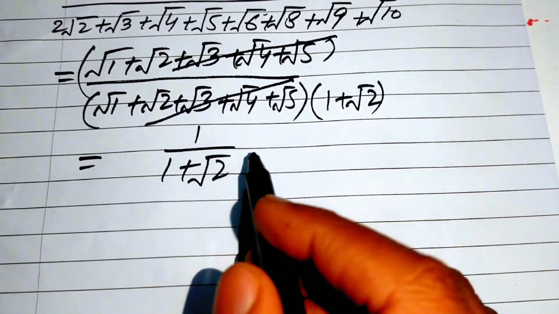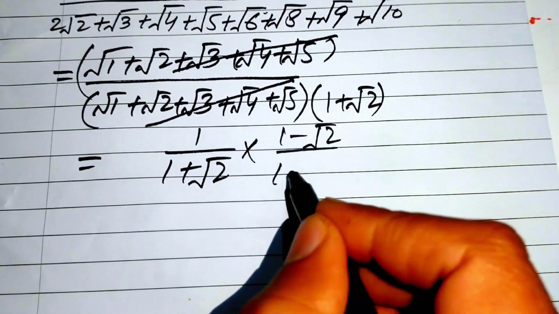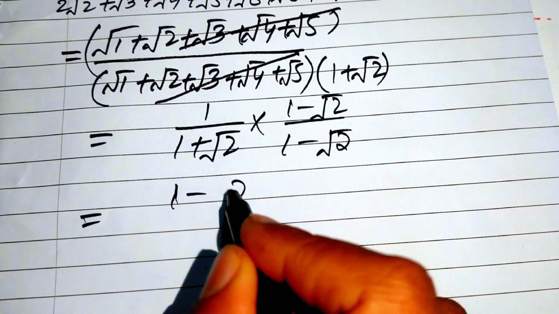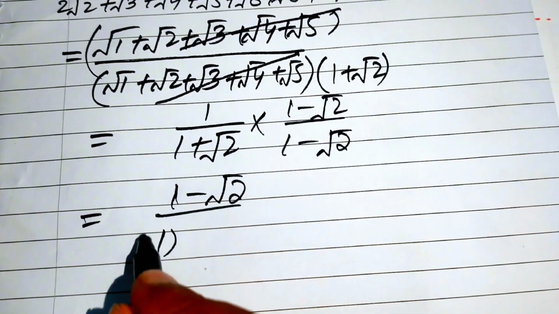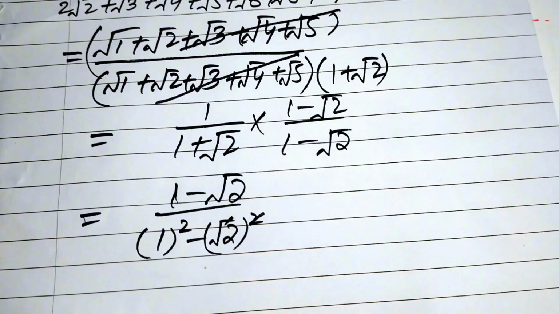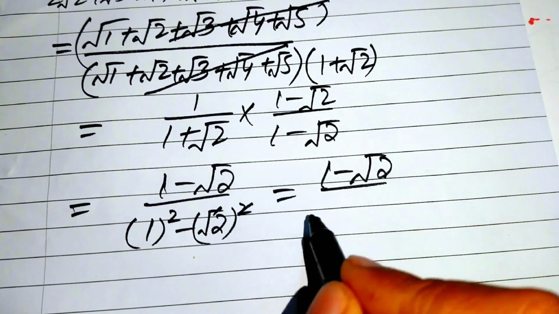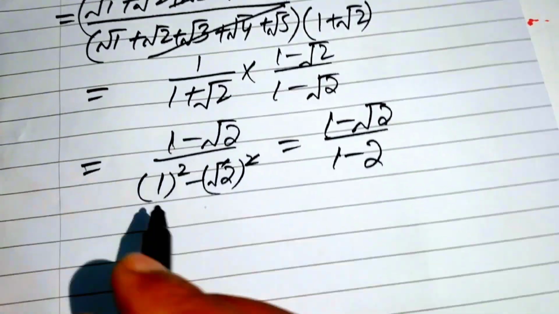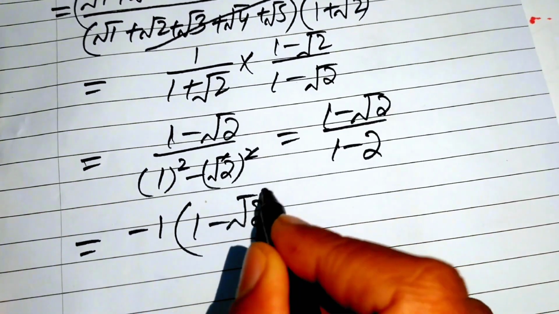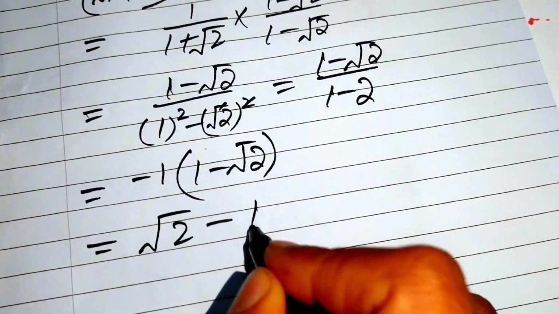So now we can just rationalize this expression and we can multiply and divide it by 1 minus square root of 2, and you obtain 1 minus square root of 2 over 1 squared minus square root of 2 whole squared. So this square and square root are gone and we get 1 minus square root of 2 over 1 minus 2, and you know that 1 minus 2 equals minus 1, so minus 1 into 1 minus square root of 2, and finally we get the value square root of 2 minus 1.